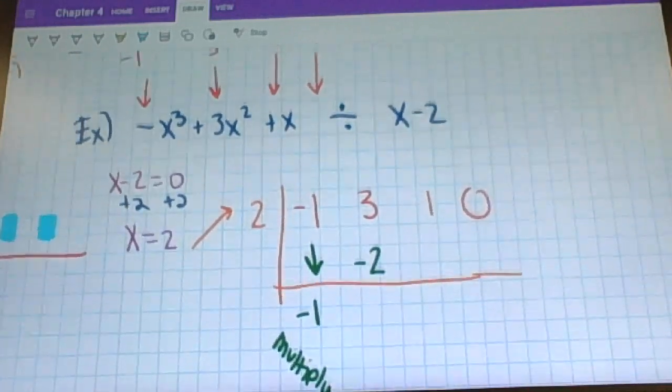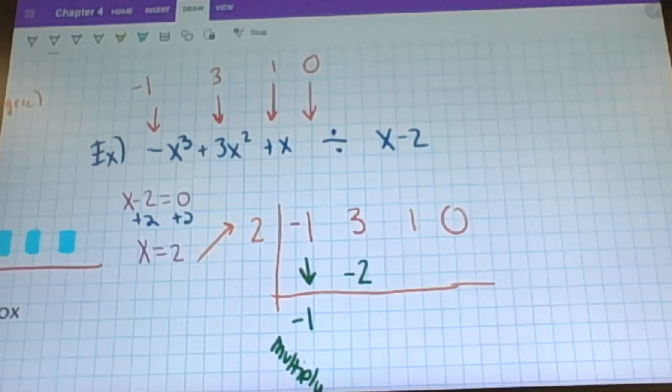Okay. Alright, and then this is adding. That's what makes this a little bit easier, so you don't have to think about 2 signs at once. So 3 plus a -2 is 1.